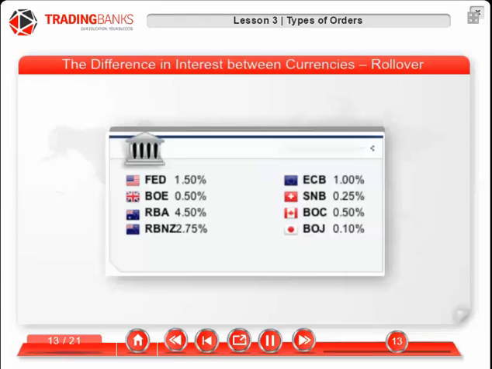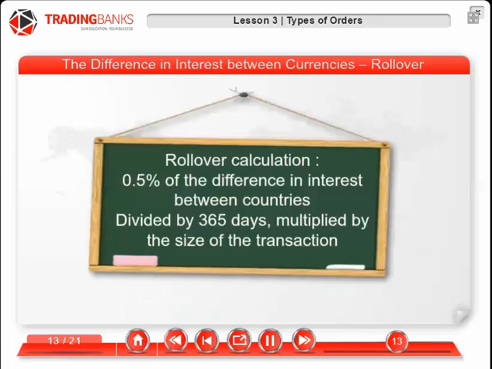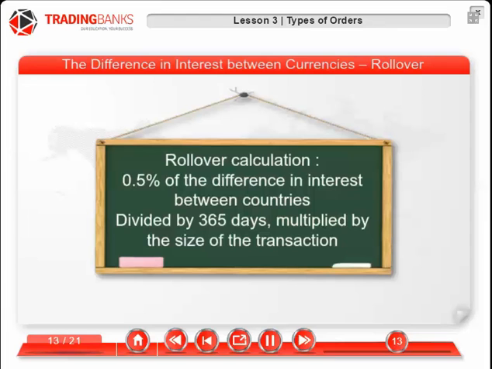Conversely, if you sell the euro to dollar currency pair, you're going to pay the interest on the euro and you will gain the interest on the dollar. And you'll receive a rollover interest of 0.5%. The mathematical formula is this: 0.5% from the difference in the interest rates between the countries divided by 365 days multiplied by the transaction amount.